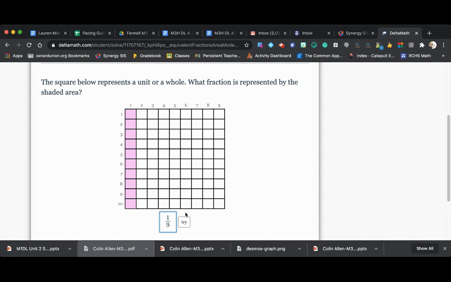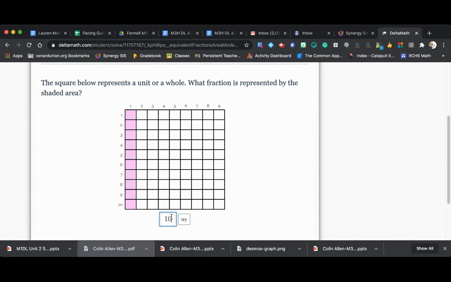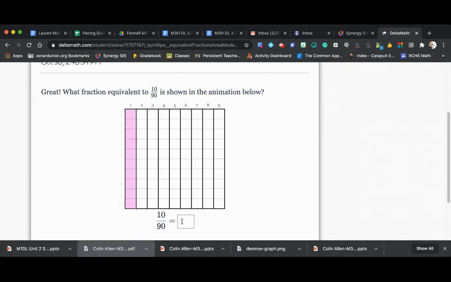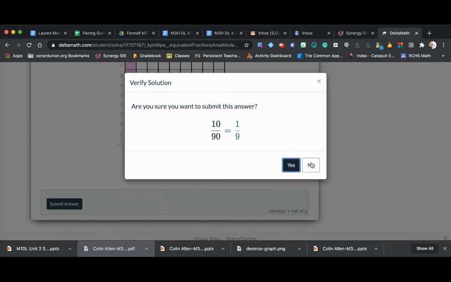But I don't know if they want us to do this in simple form or not. Let's start with 10 out of 90 to represent the actual shaded region. Okay, and now they want us to simplify based on how they redrew this for us. So you notice they redrew it, and now we have 1 whole bar out of 9 possible bars, which is what we said if we had simplified by dividing both 10 and 90 by 10. So we get 1 out of 9 is the equivalent fraction.